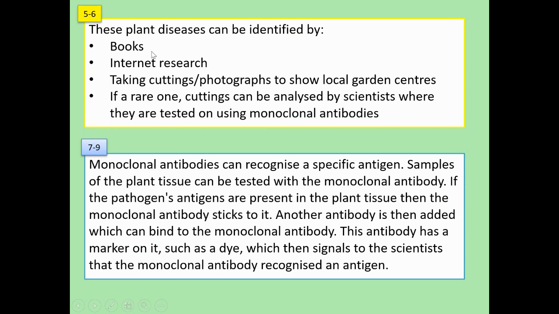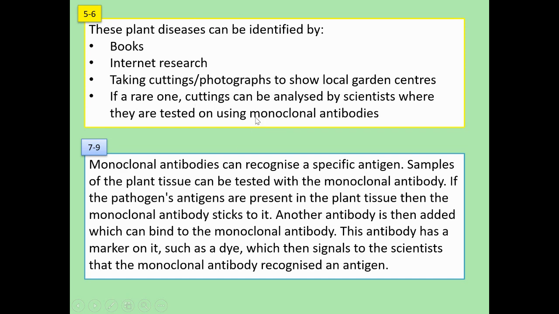Right. The yellow section, the use section, was how can you identify the diseases? Well, books or the internet, taking cuttings and showing them to garden centres or experts, and cuttings can be analysed by scientists where they're tested using monoclonal antibodies. So hopefully you've got those.